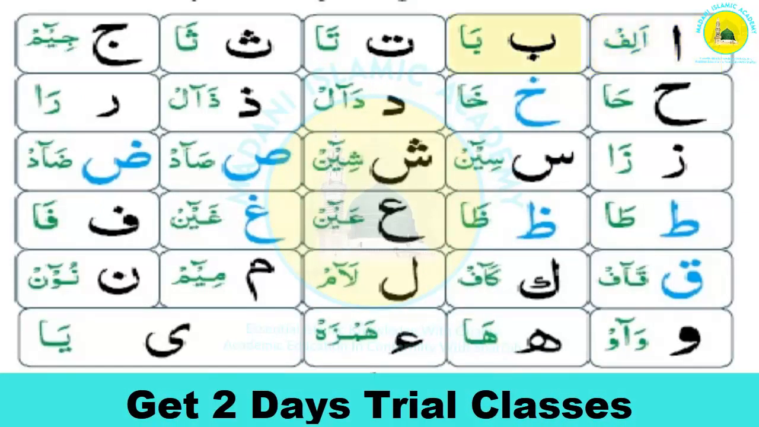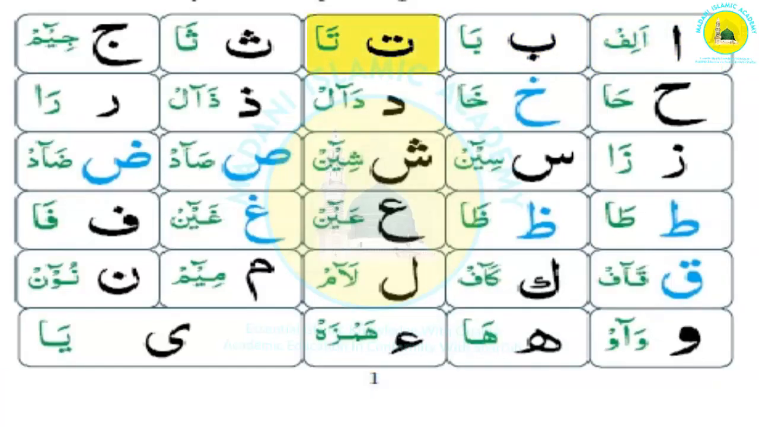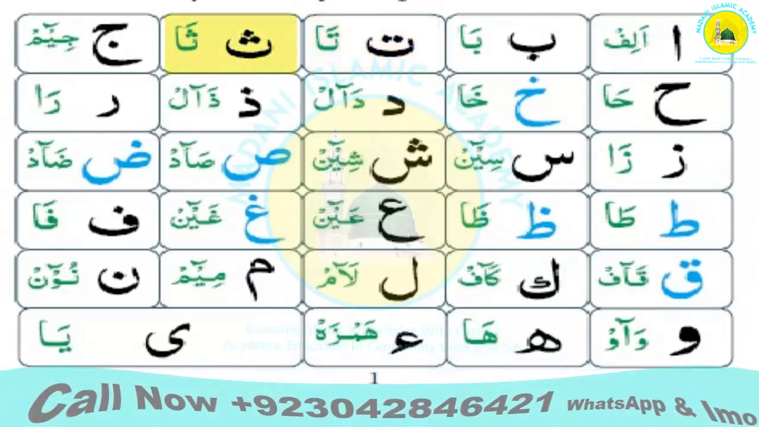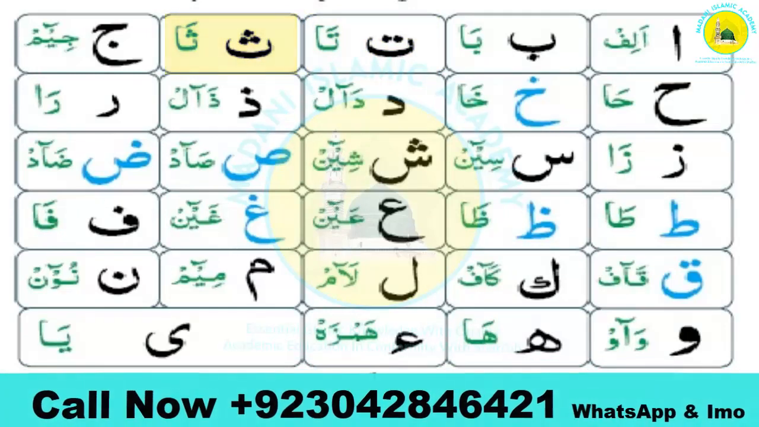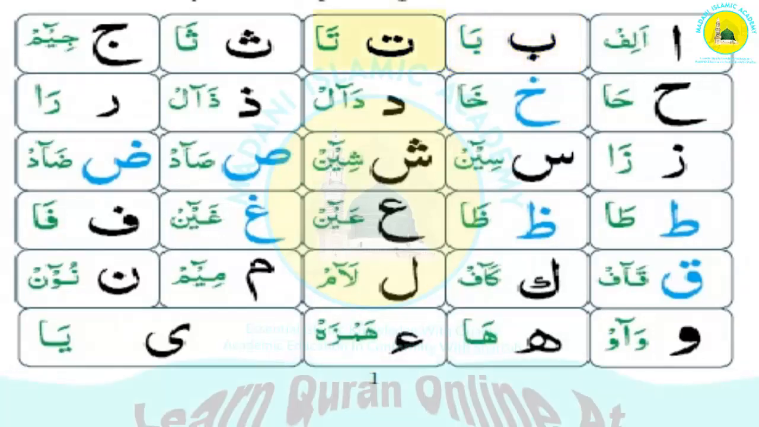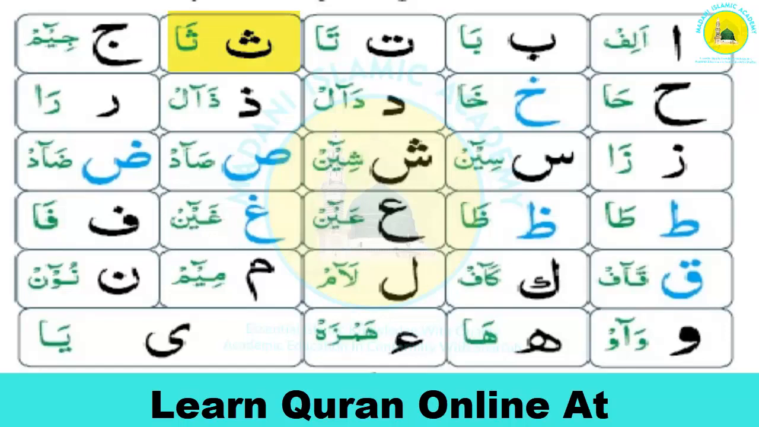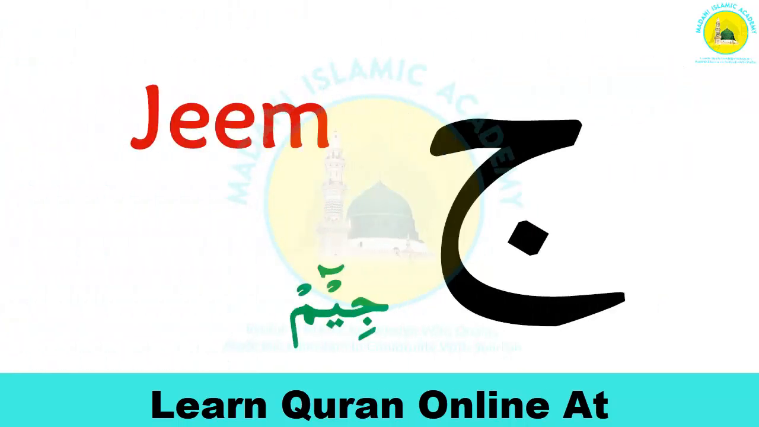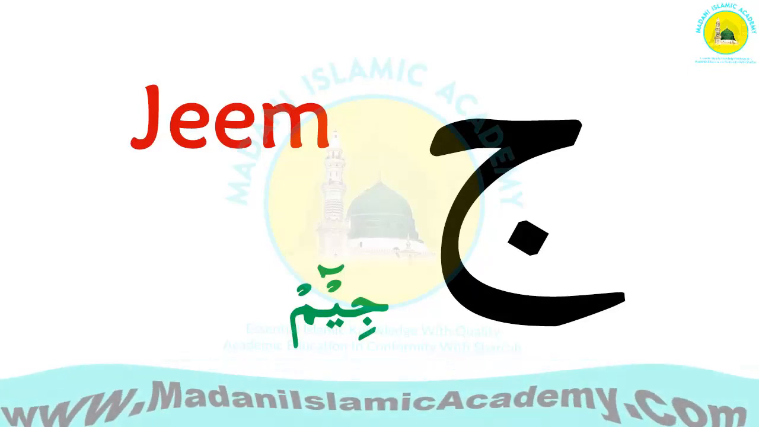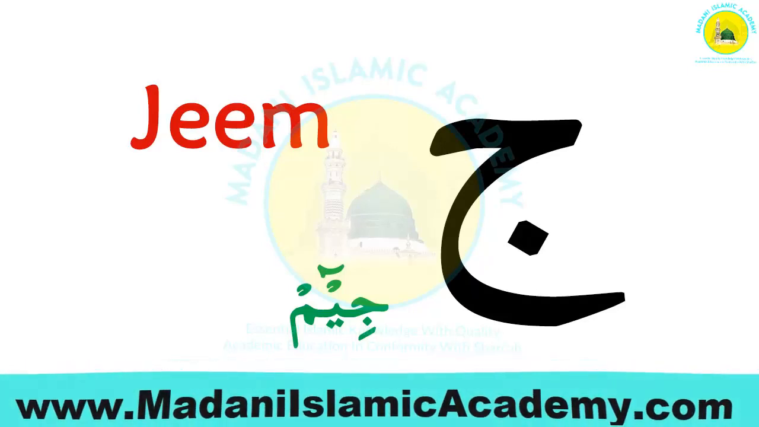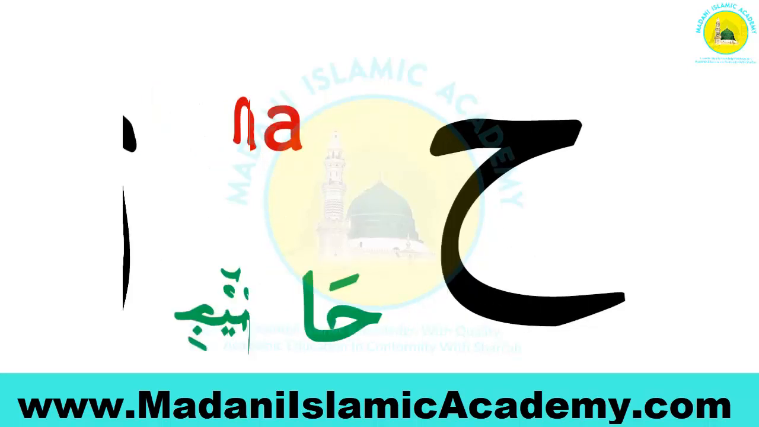So let's repeat again. Alif, ba, ta, tha. I'm going to make you look at the Madani Qaida now. Alif, ba, ta, tha. The next letter is jim, jim. The next letter is ha.